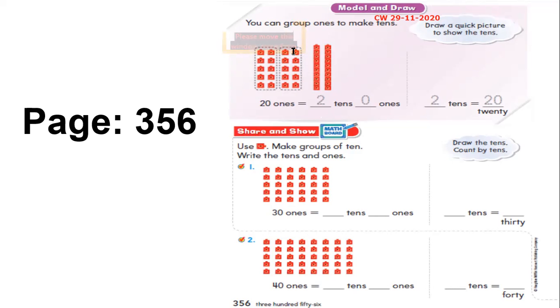Okay, so we have here start. You can group ones to make tens. So we have here single cubes. We are going to put them together and make the group of 10. So I'm going to make the group of 10 here. 1, 2, 3, 4, 5, 6, 7, 8, 9, 10. So I have 10 here. So I'm going to make the group.